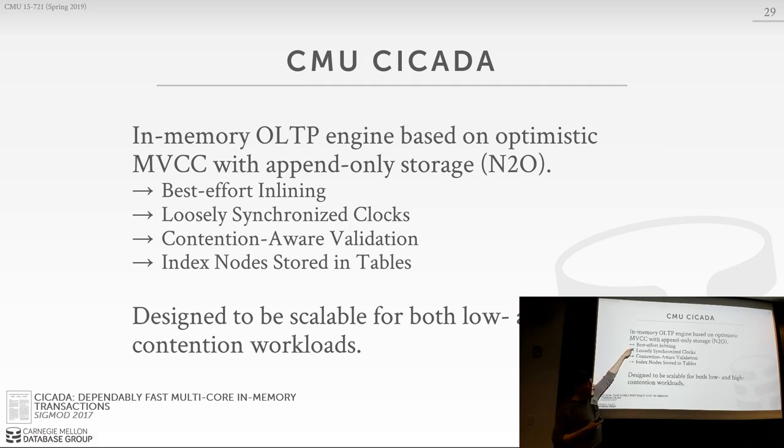So they're going to do best effort inlining, meaning rather than have a version chain for every single tuple, you're going to try to inline the latest version or the next version with the tuple itself so that you don't have to follow the version chain in most cases. They're going to apply techniques from distributed systems and have loosely synchronized clocks to do timestamp allocation. That one we don't need to worry about for now. It's a good idea, and at some point we should discuss it in further detail, but for now we can ignore it. They're also going to do contention-aware validation. Rather than just looking randomly to say, who did I conflict with or potentially conflict with when I want to do validation, you can be slightly smarter and say, well, I'm more likely to conflict with this transaction over here for some reason, so let me validate against them first rather than just looking through the list in the order that they were added.